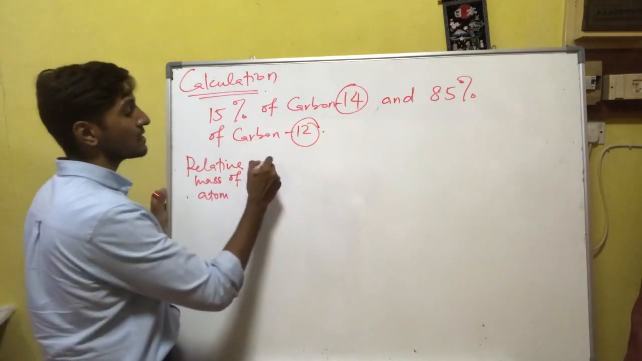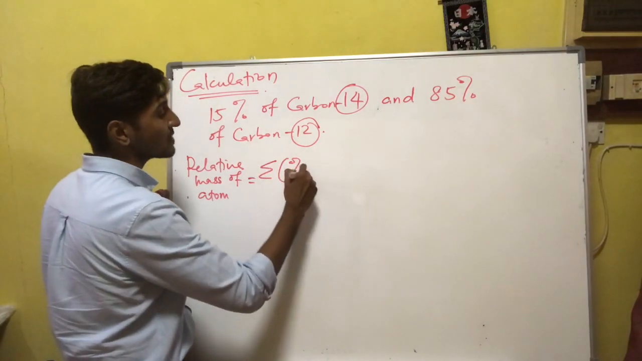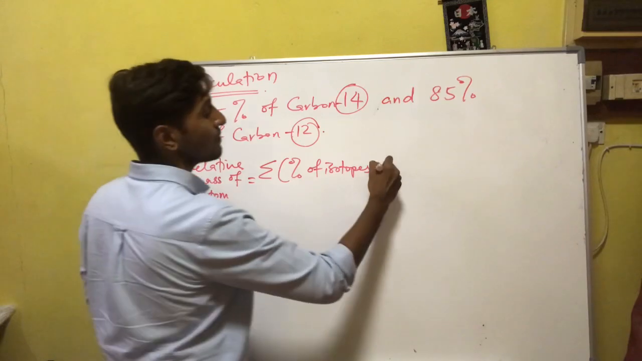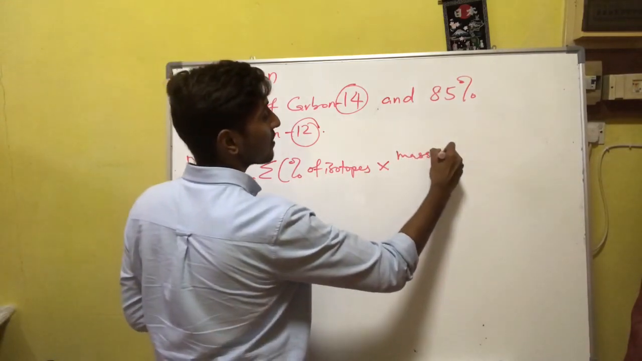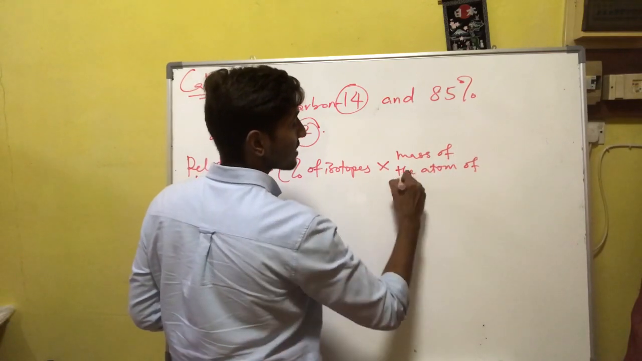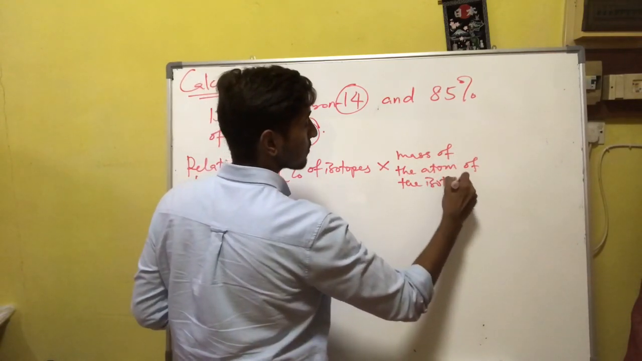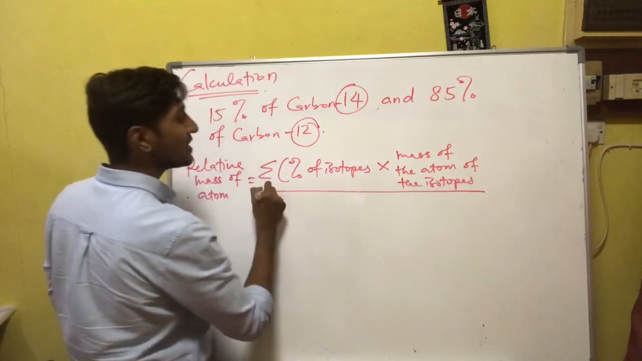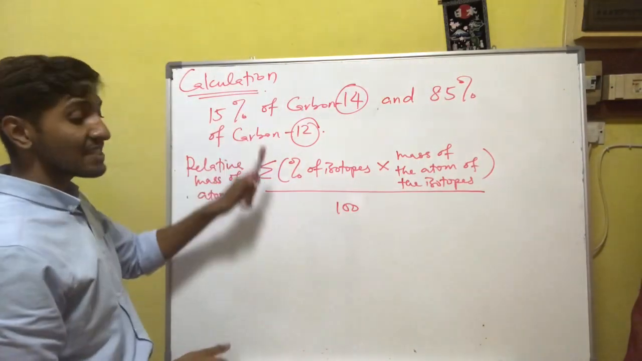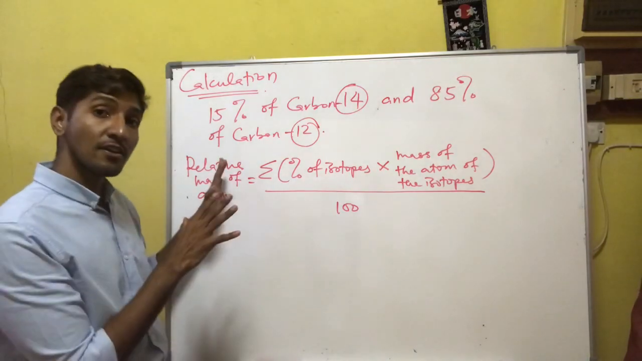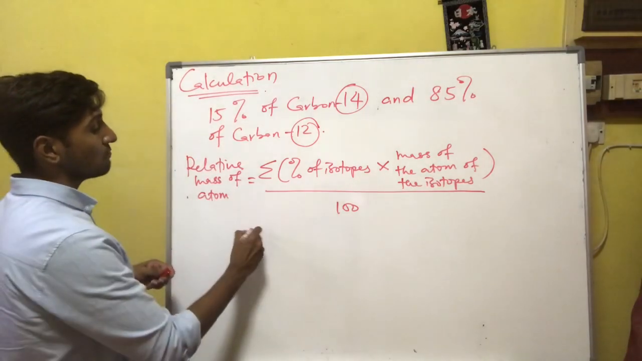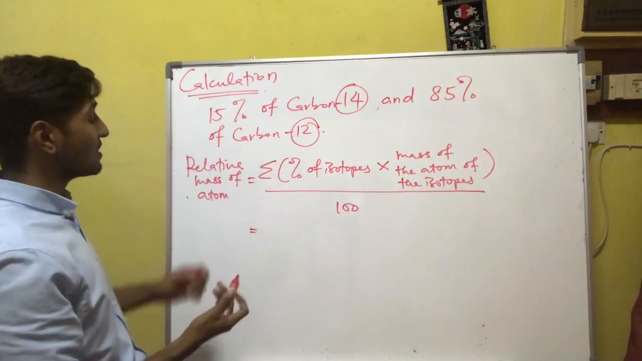And the formula is the total of the percentage of the isotopes times the mass of the atom of the isotope, divided by 100. Okay, so this is just an example. It's not a real situation, but just for the sake of our discussion today.